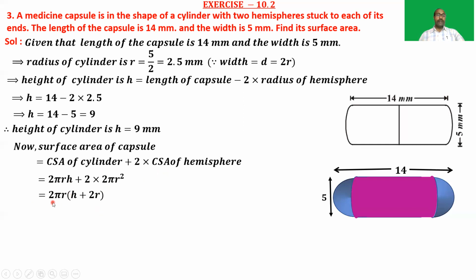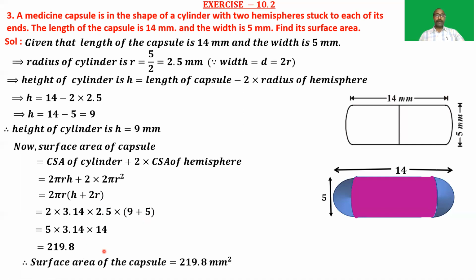equation. So we have pi equal to 3.14, r equal to 2.5, h equal to the height of the cylinder, 9 mm, and 2r is 5. So after simplification, we get the value 219.8. So the surface area of the given capsule is 219.8 square millimeters. Okay.